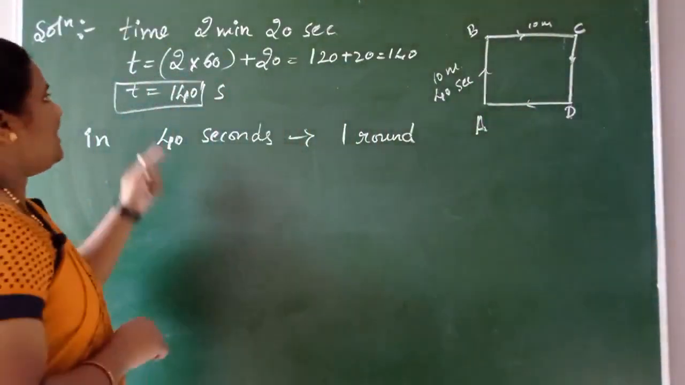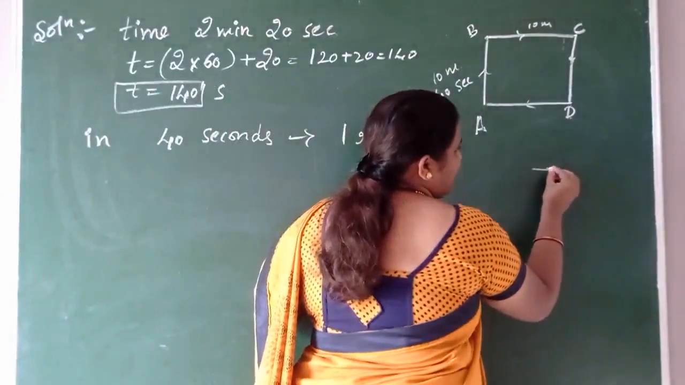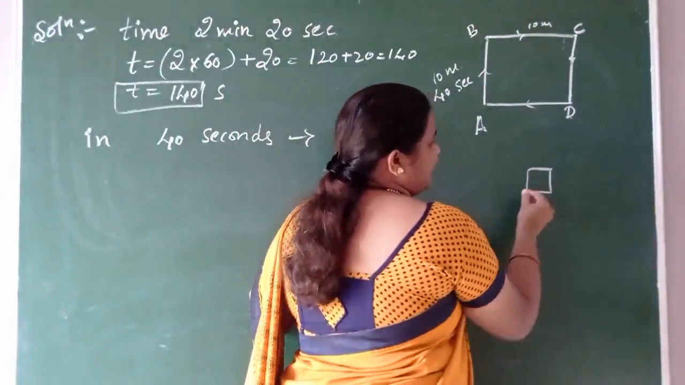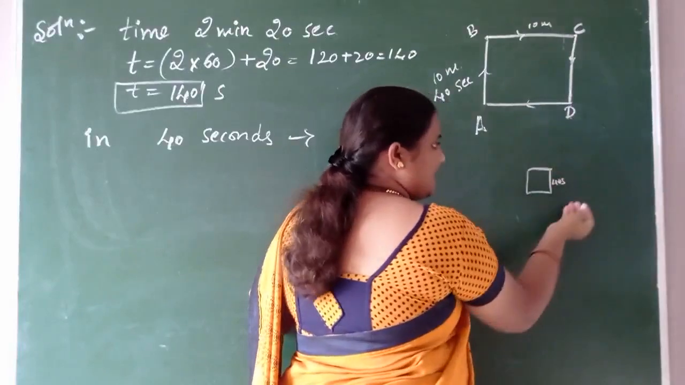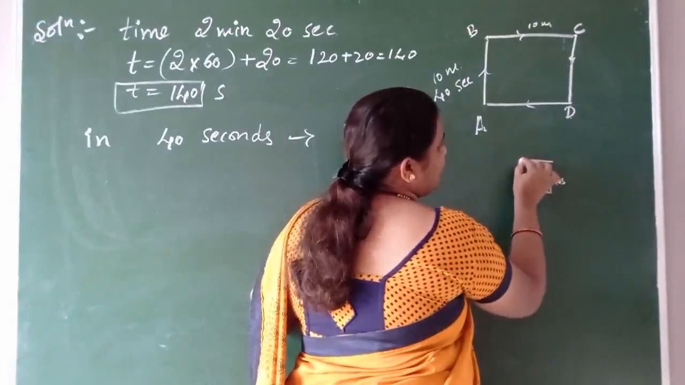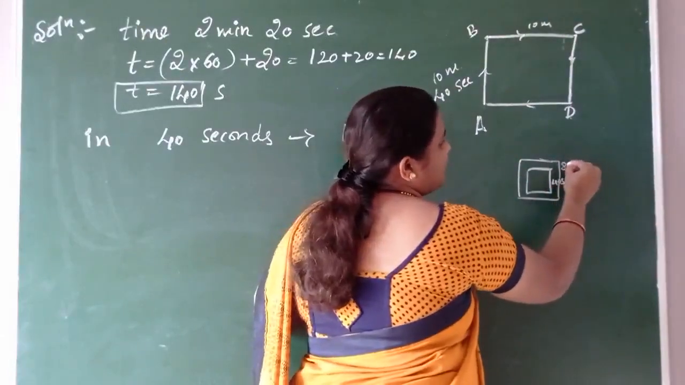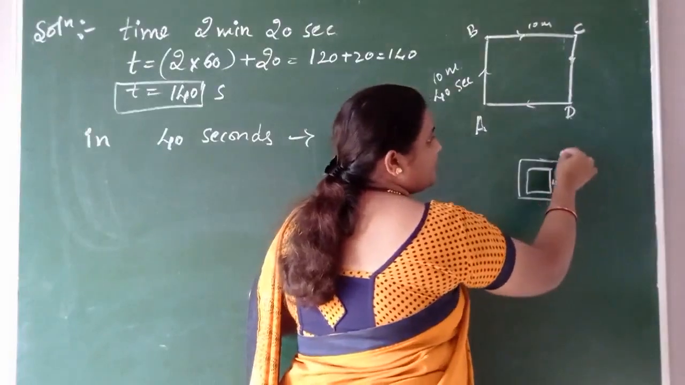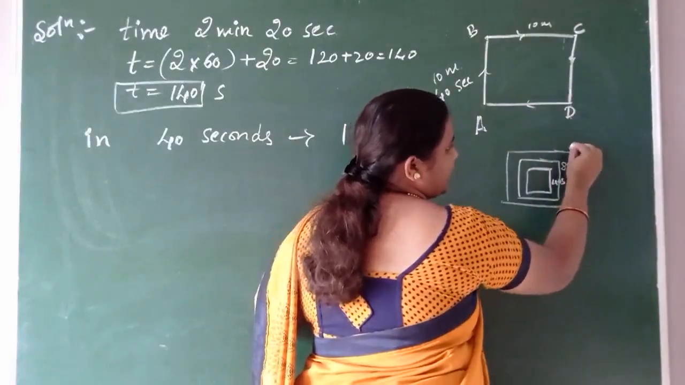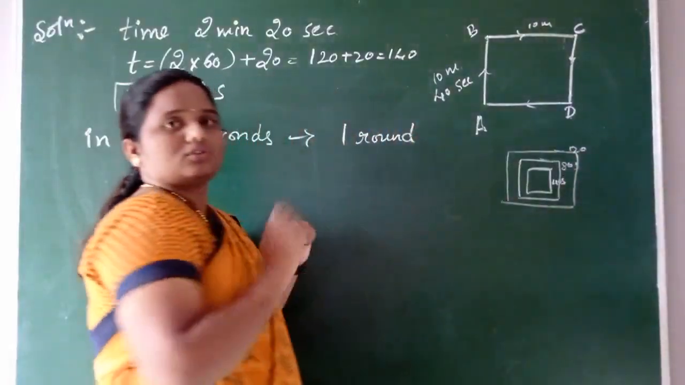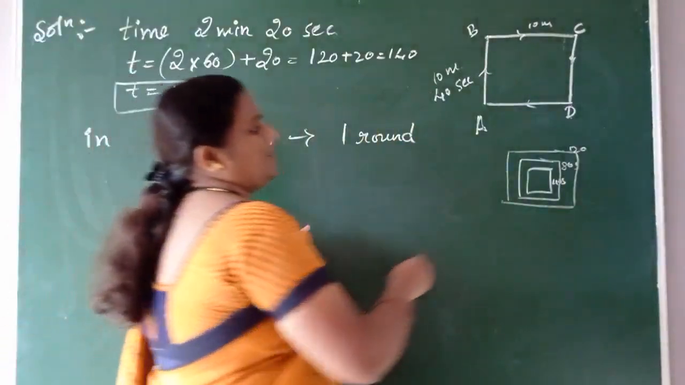Isn't it, children? Let us take, for example, to cover this square field, he is taking 40 seconds of time. And next 40 seconds, he'll cover the second round. Isn't it, children? This might be 80 seconds. Then for the next another 40 seconds, means for 120 seconds, he'll complete 3 rounds. But our how many seconds? 140 seconds is there. Isn't it?